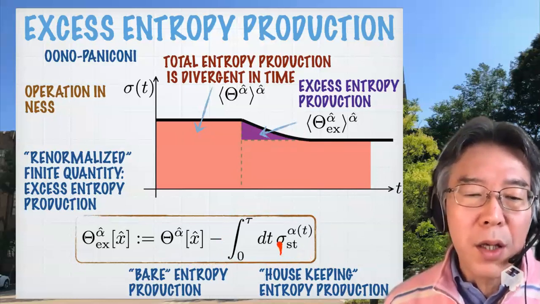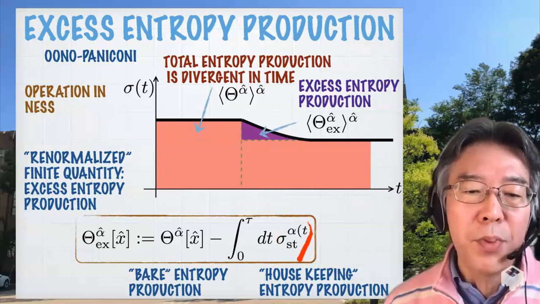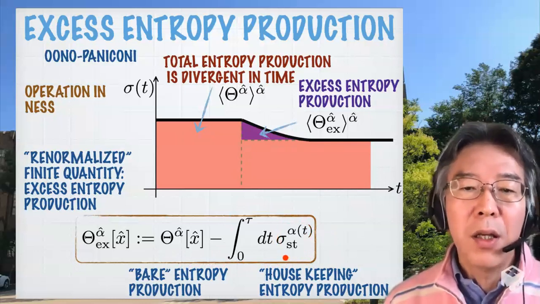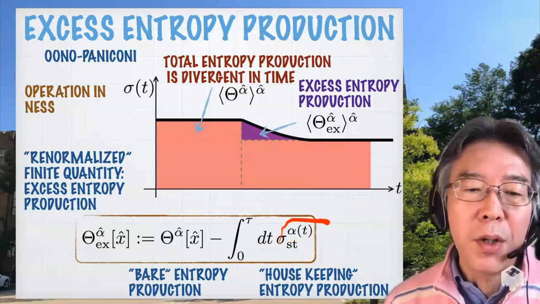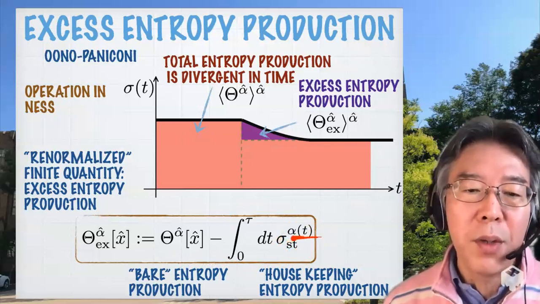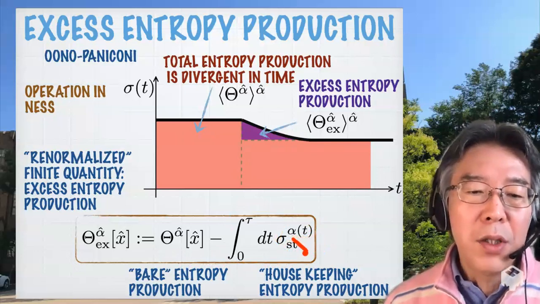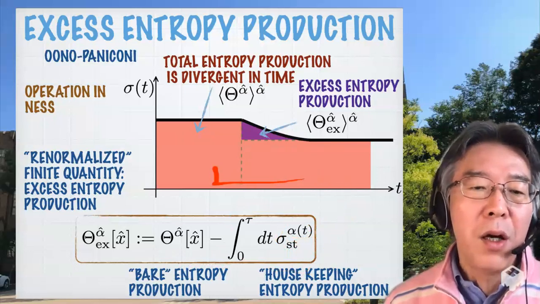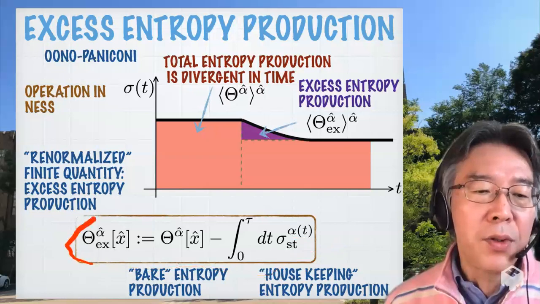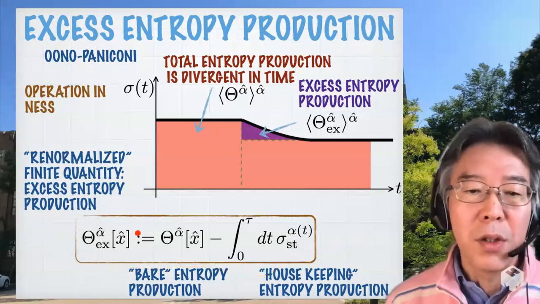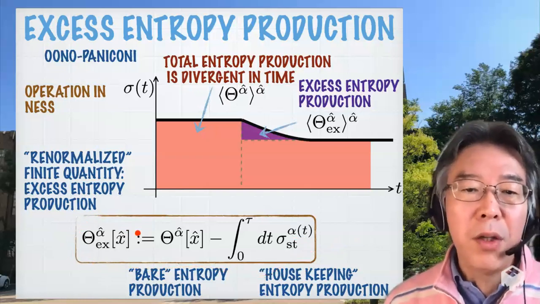So sigma ST alpha is the entropy production rate in NESS, in a steady situation with parameter alpha. So this is the entropy production rate that we expect from the parameter alpha t. So we simply integrate this and subtract. This pink part is this. Okay, and then you are left with hopefully finite quantity. Okay, so that's our renormalization.